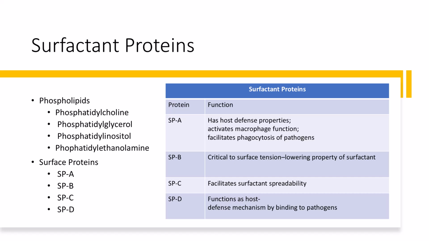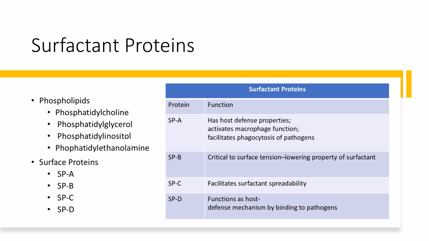SPB and SPC proteins. These proteins are small, lipid-associated proteins that are essential for the surface tension-lowering properties of surfactant. SPB is a highly conserved protein that plays a critical role in the formation and stability of the surfactant film at the air-liquid interface. It helps organize phospholipids into a functional monolayer, which is necessary for reducing surface tension and preventing alveolar collapse.